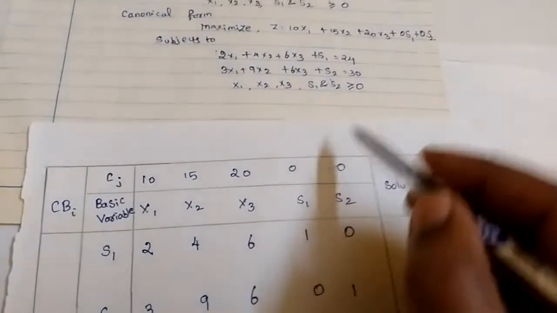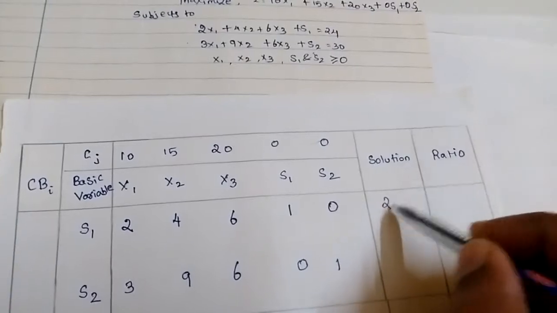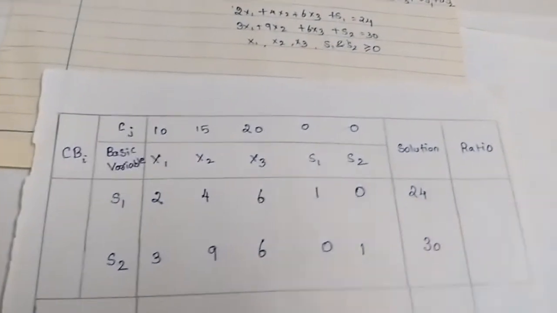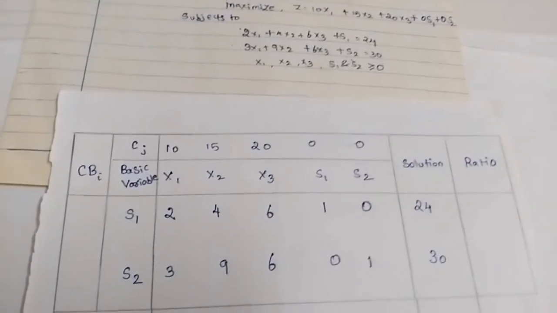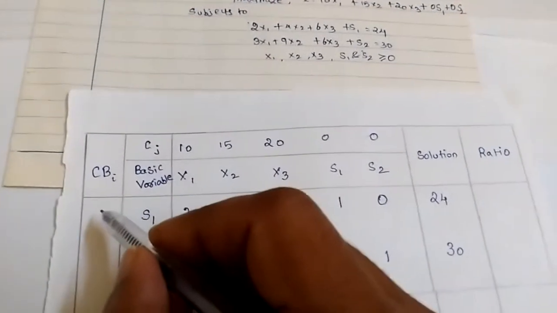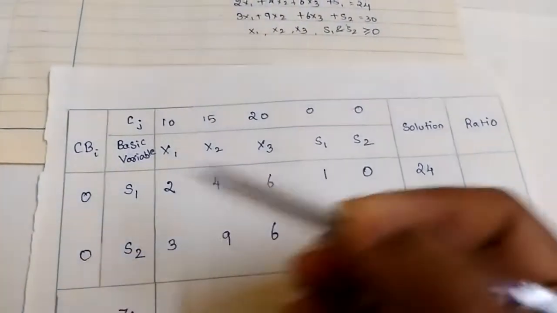In the solution column, what is that? Equal to 24, here equal to 30. Right. Now, what will come in the place of CBI? For the initial table it is 0.